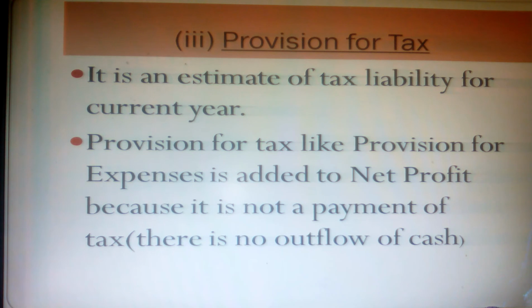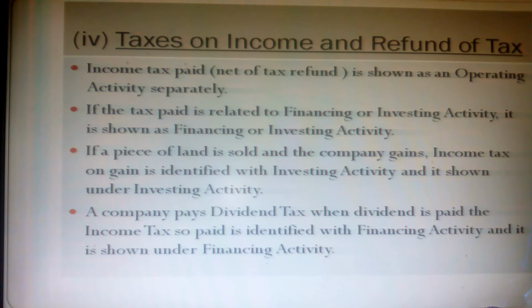Then the provision for tax, the third one. It is an estimate of tax liability for current year. Okay, you have idea how much you want to pay. Further, we are going to provide for tax. Okay, suddenly you can't pay tax. Correct. That's why every year you have to provide for the tax. So provision for tax like provision for expenses is added to the net profit because it is not a payment of tax. Correct. There is no outflow of cash. Okay. That's why you want to show again profit. You can't deduct from the profit. Correct. That's what you want to add the reason.